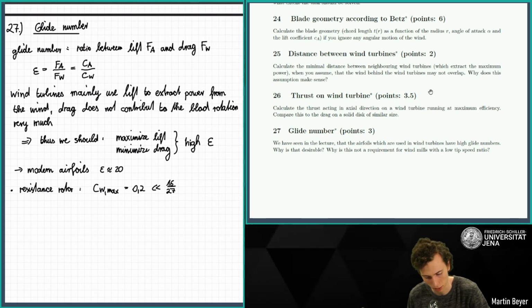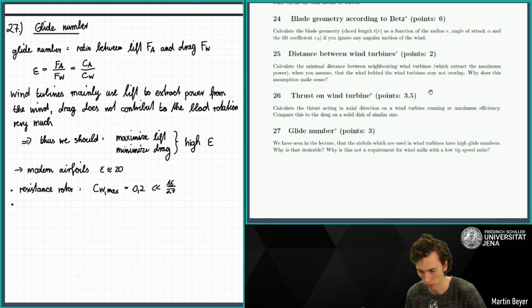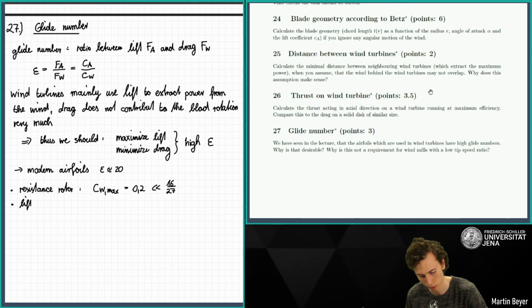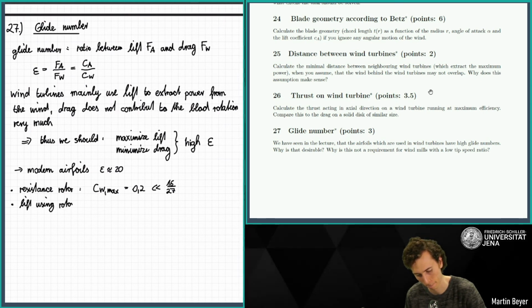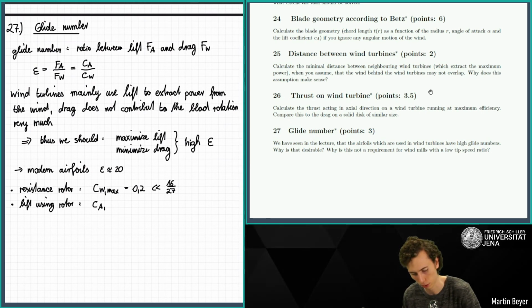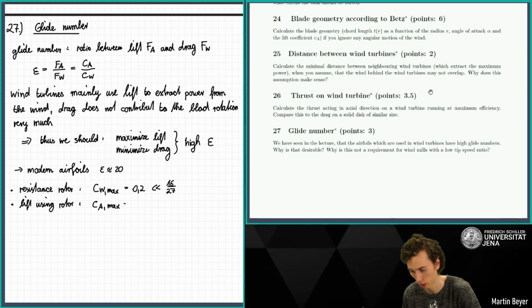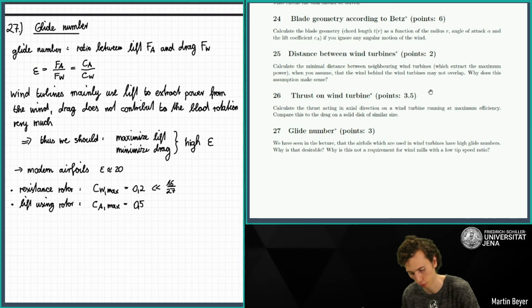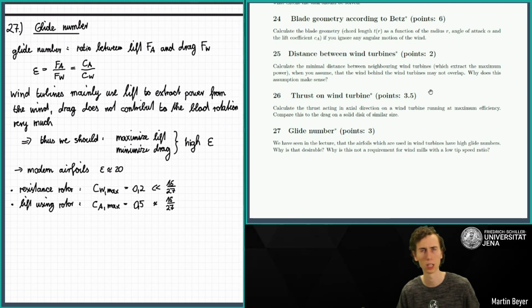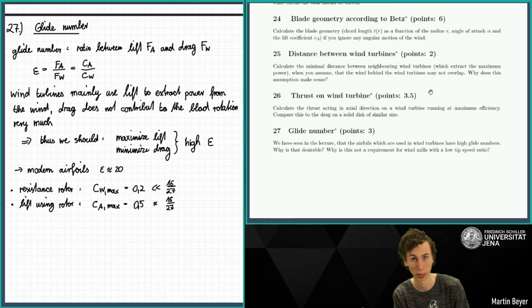Okay, and for a lift using rotor, a classical airfoil lift using rotor, we see that the maximum lift coefficient is about 0.5 for modern airfoils. And this is in the order of the Betz limit, which is 0.59. So we are getting close.